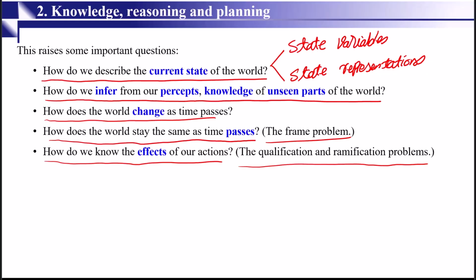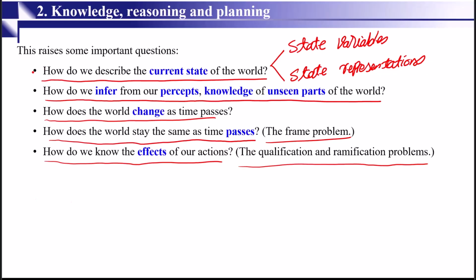Then, what is the ramification problem? The ramification problem refers to the issue of determining all the indirect effects that an action might have. For example, if an agent pushes a button to open a door, the agent may also inadvertently cause the lights to turn on or trigger an alarm.